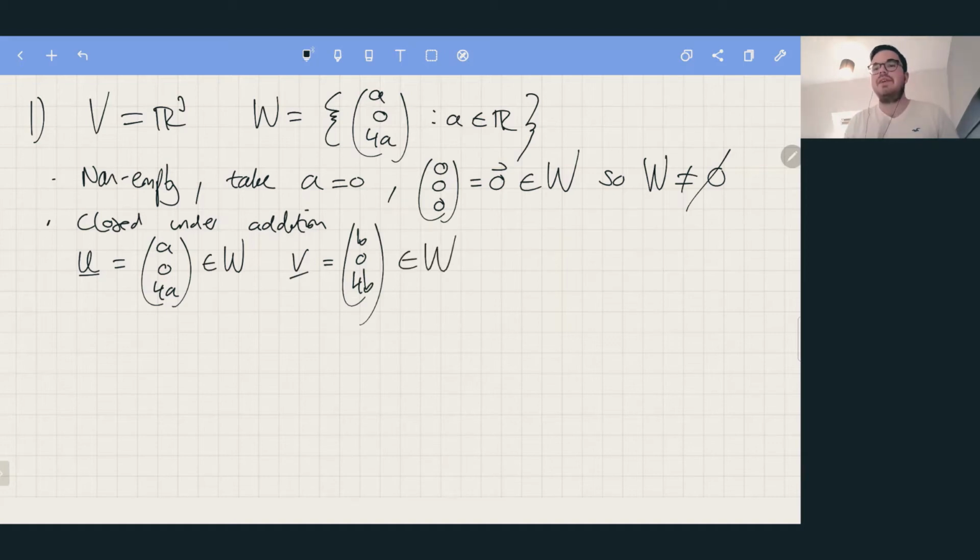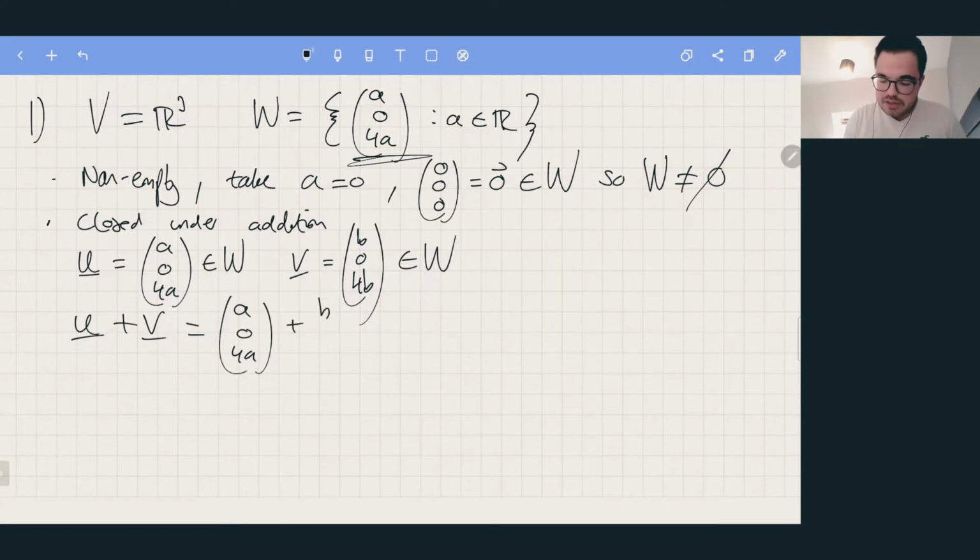And we will add them together. If we add them and we stay in W, and we get a vector of the same form as this, then we're good. We're closed under addition because we're staying in the space when we add the two vectors together. So U plus V is equal to (A, 0, 4A) plus (B, 0, 4B).